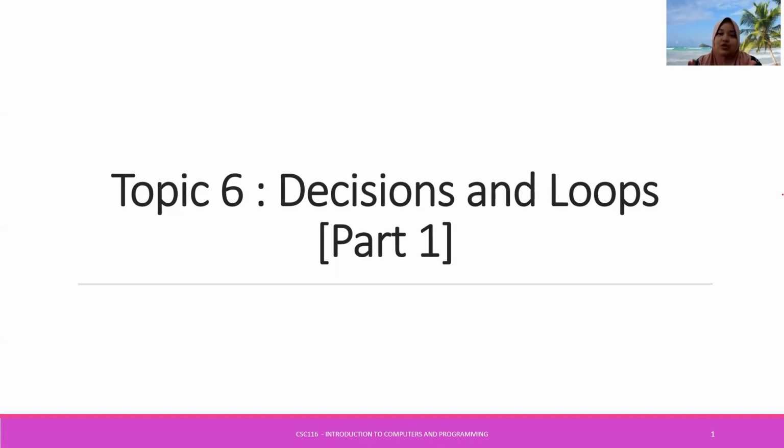So today I would like to introduce you a new chapter, which is chapter 6. Chapter 6 will focus more on decision and loops. For weeks 8 and 9, I will focus more on decision. For weeks 10 and 11, I will focus more on loops. Both of these, I guess you have already learned in CSC 1 to 6. What does it mean about decision? What does it mean about loops? Today I will focus more on decision, and this is part 1 for decision only.